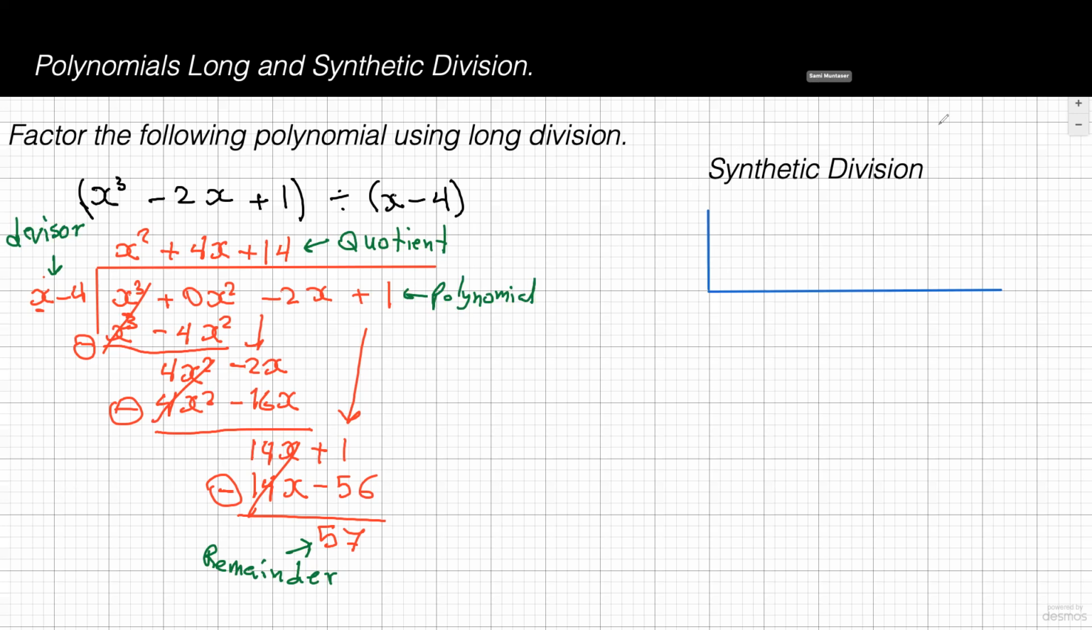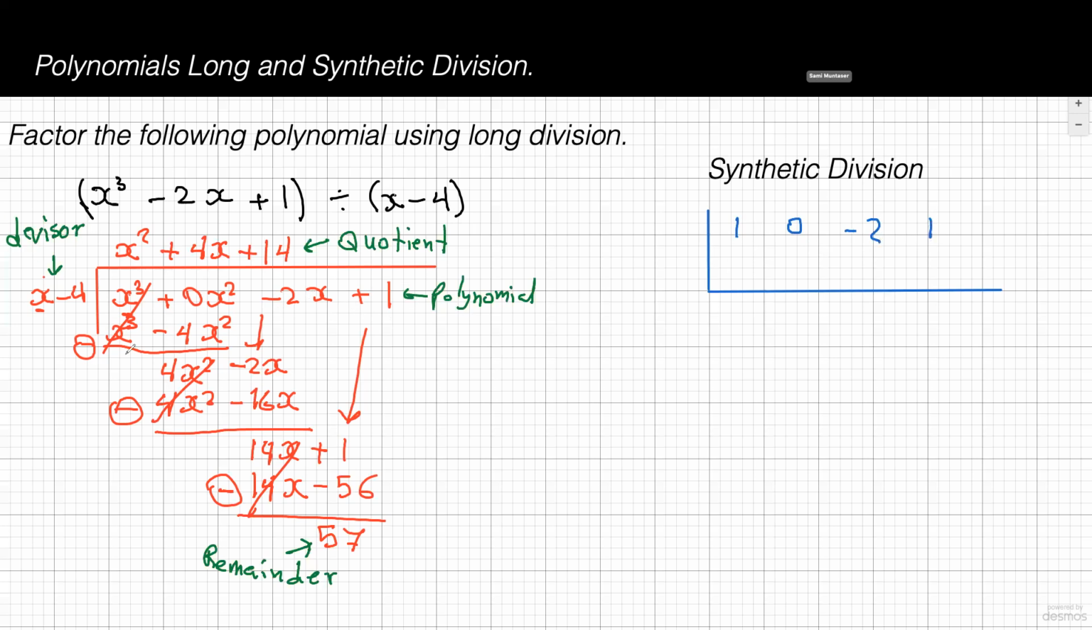Synthetic division, as I said, is much easier. So with synthetic division, you remember how I wrote x cubed plus 0x squared minus 2x plus 1. What I need to write here, I only need to write the coefficients. So the x cubed had a 1 beside it, so that 1 goes there, and then the x squared had a 0, so that goes there. And then the x had the -2, and then the constant was 1.